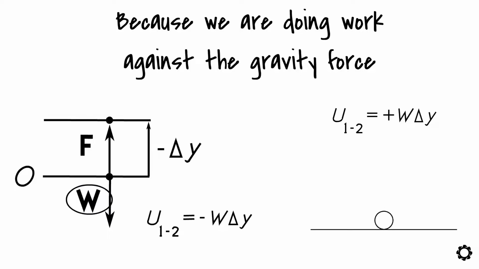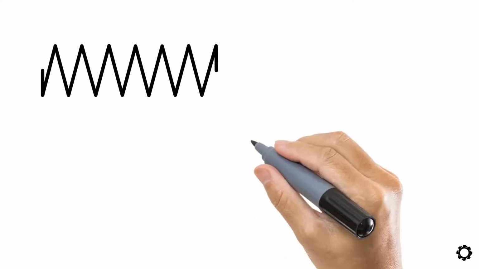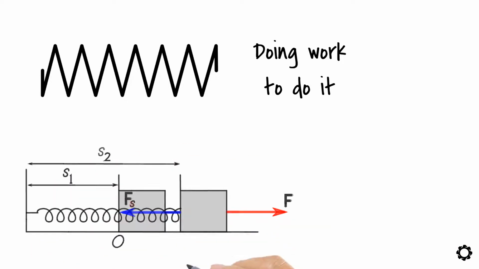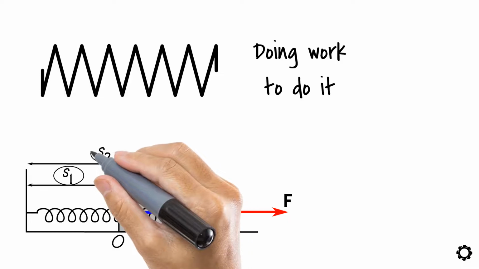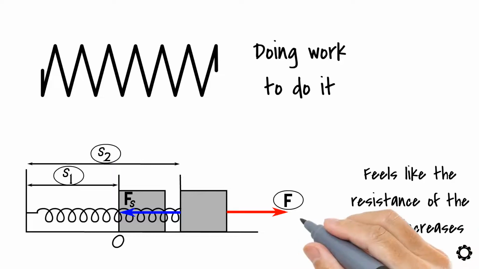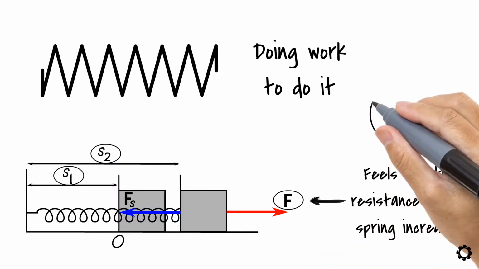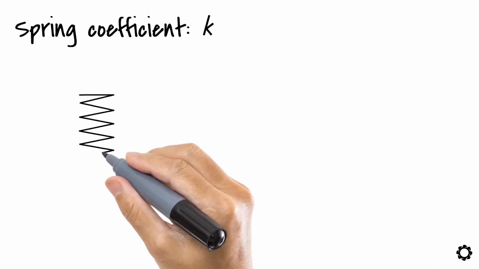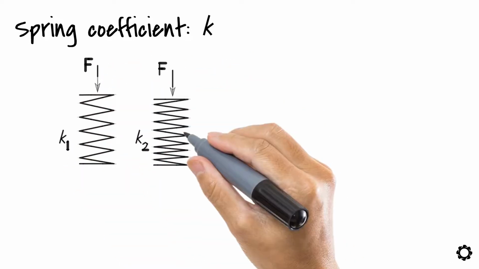You may also not have thought about this aspect of the work earlier, but while we are compressing or stretching a spring, we are doing work to do it. Consider this. If you are compressing or stretching a spring from its initial position s1 to position s2 by the force F, it feels like the resistance of the spring increases during the procedure. Thus, compressing or stretching the spring gets harder. What could be the reason for this? Well, the main reason why the resistance of the spring increases is because of the spring property called spring coefficient k that dictates how much force we need to use to displace the spring by a certain amount.